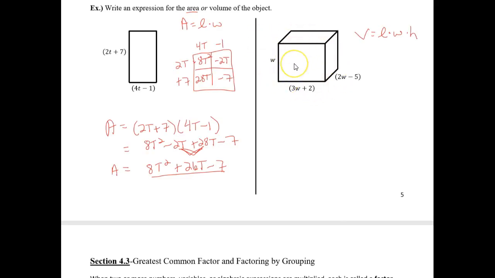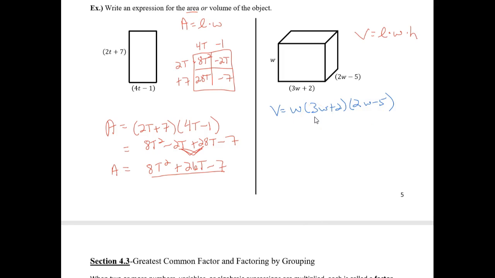Okay, the volume of this box will be length times width times height. I would be multiplying w by 3w plus 2 by 2w minus 5. Keep in mind that it does not matter the order that you write these in, because it's all multiplication, and multiplication is commutative. So if I really wanted to do the length times the width and then the height, the order would change, but I know it's all being multiplied, so it doesn't really matter the order I put it in. Now I'm going to go ahead and multiply.